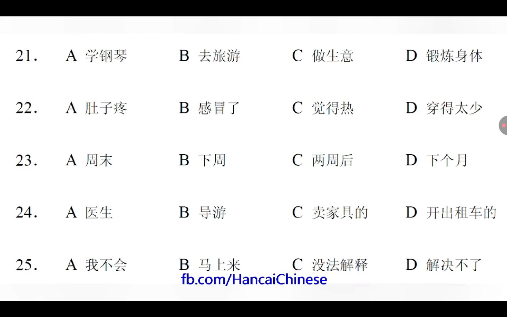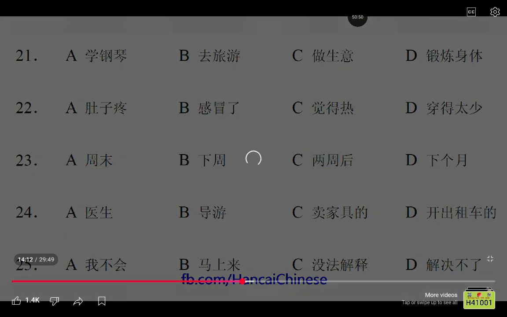Maybe some of you heard this word in the audio: 穿的太少. The question is 男的怎么了? What happened to the man? 感冒了, because he wore too little. Okay, listen again.